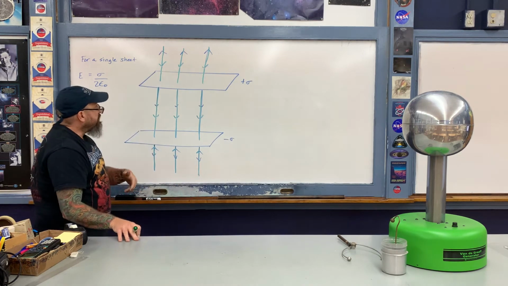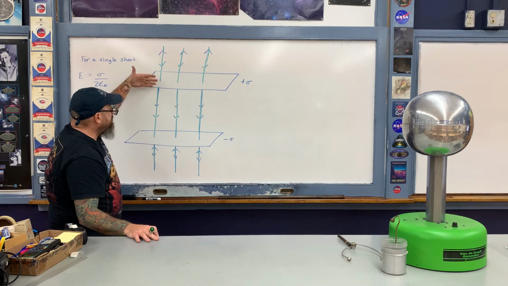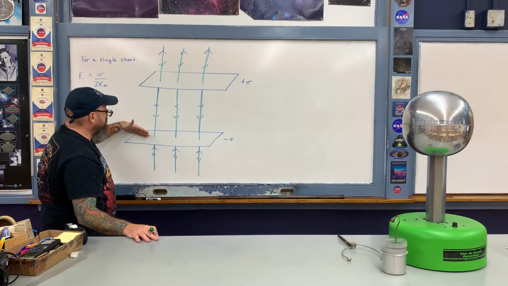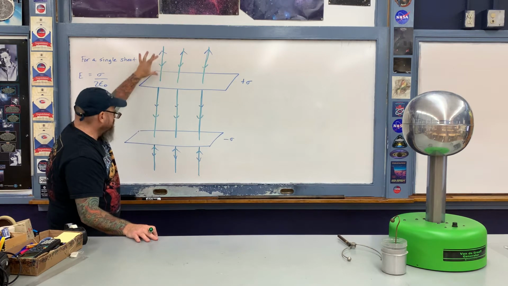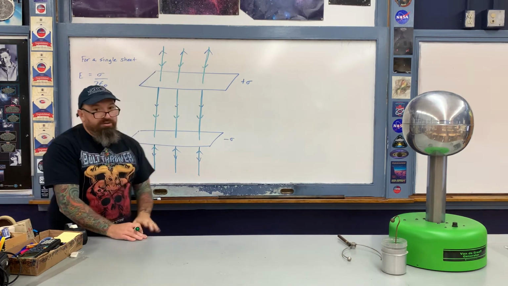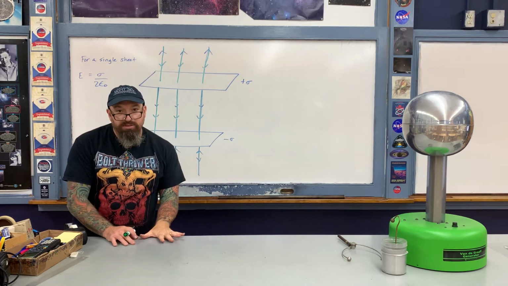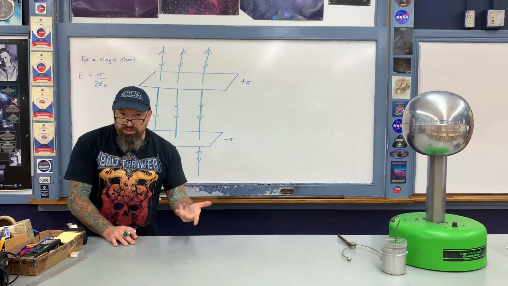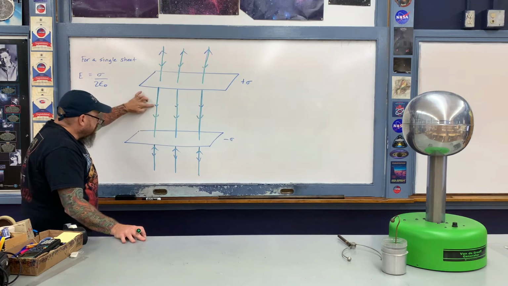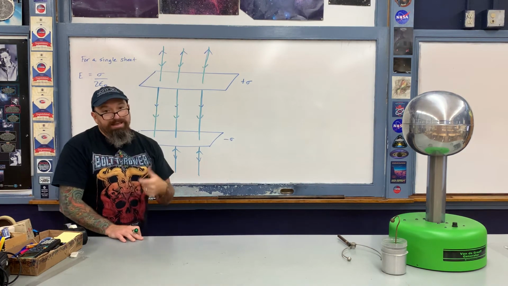For example, notice for the regions outside of the space between the two sheets, that is here and here, the electric fields cancel each other out. However, in the region in between the two sheets, notice that the electric field vectors point in the same direction, so therefore they add together.